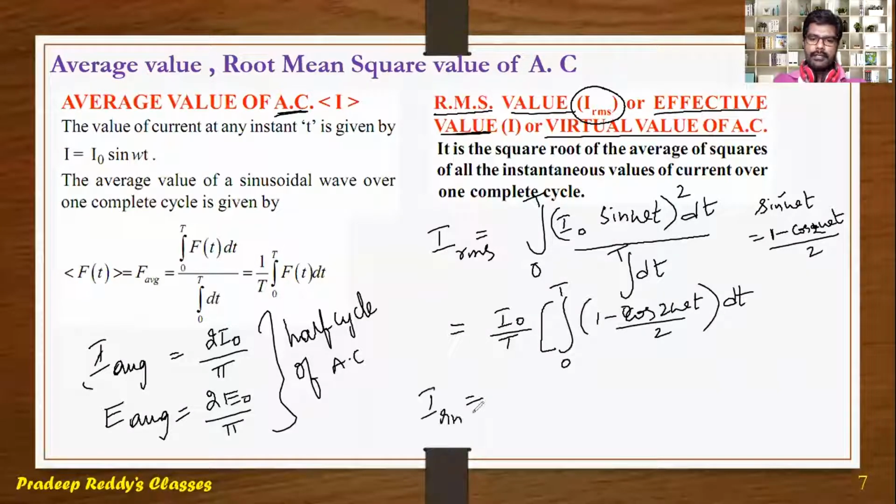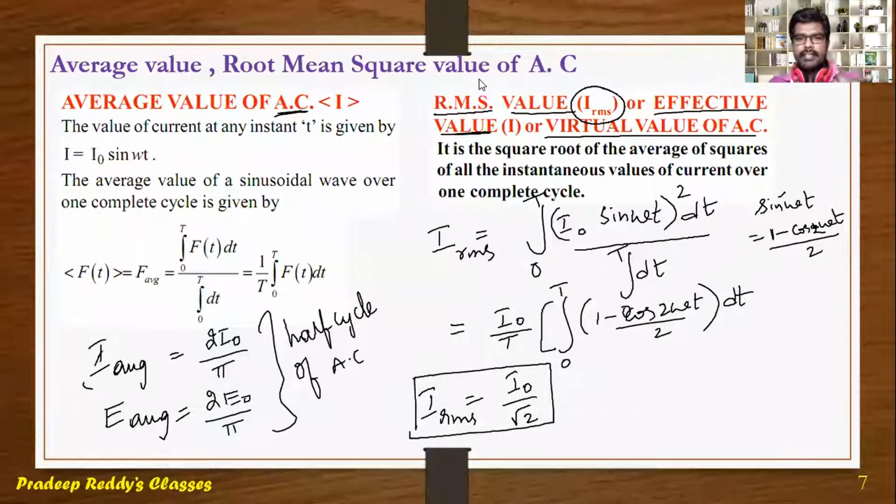You can evaluate this total integration. So IRMS, if you evaluate this integration and substitute limits 0 to capital T, you will get I naught divided by root 2. So clearly you can understand now, if you just take the average of net current in the whole cycle, you get 0. But to avoid that, we take the squares of individual terms and take the average of all those squares. So it becomes IRMS, and its value is I naught divided by root 2.